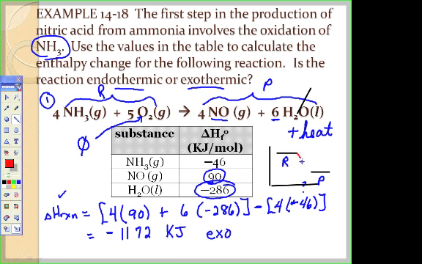Now remember, in the next unit we're going to talk about the fact that there's really a barrier here that we call the activation energy, but we'll get into more details of that later. But that's why combustions require a little spark to get them going.